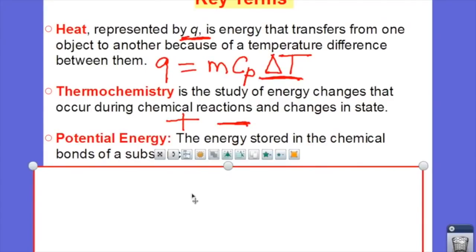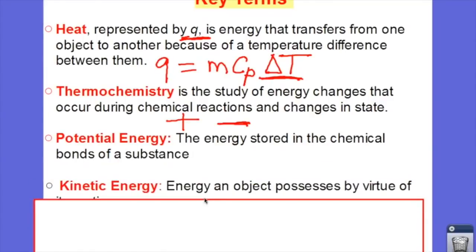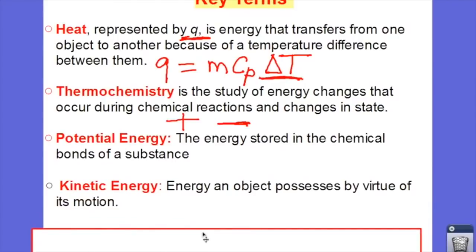Potential energy is energy stored in chemical bonds of a substance. I know in physics you learn potential energy is energy of position. Okay, potential energy in chemistry, we will say it is the energy stored in chemical bonds. Kinetic energy is energy of motion. Kinetic energy, energy an object possesses by virtue of its motion.